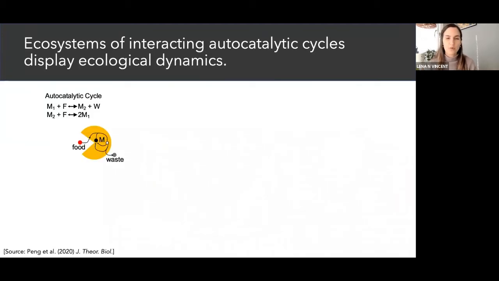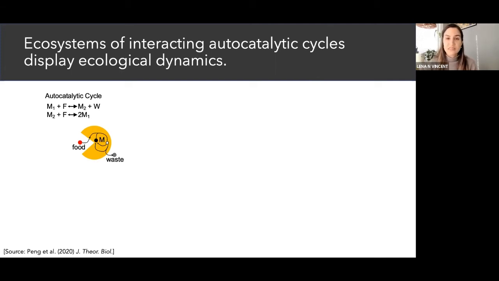So what is this chemical ecology model? So it starts with chemical ecosystems, and chemical ecosystems are basically sets of interacting autocatalytic cycles. And an autocatalytic cycle can be defined simply as a reaction or a sequence of reactions in which at least one of the chemical species involved is present both as a reactant and as a product, with more on the product side than the reactant side, and that's important.